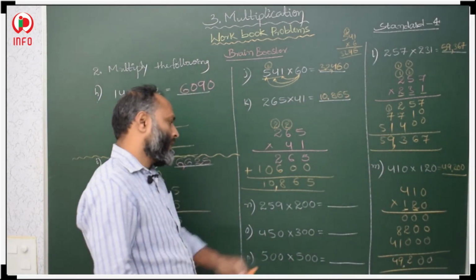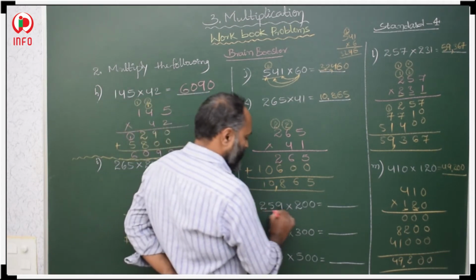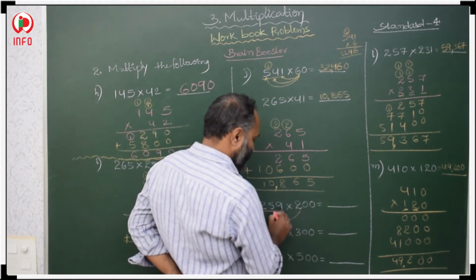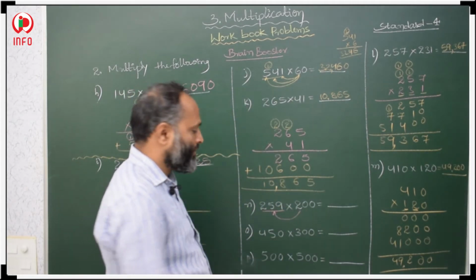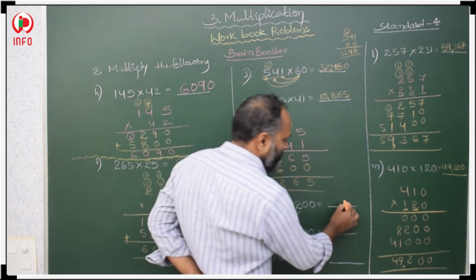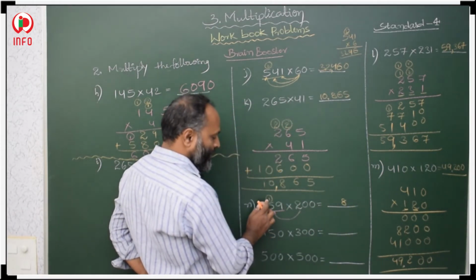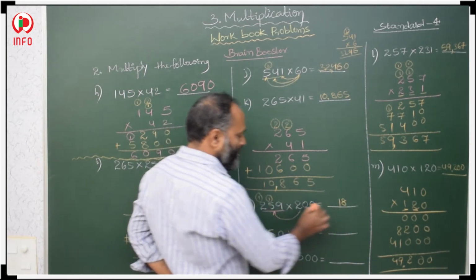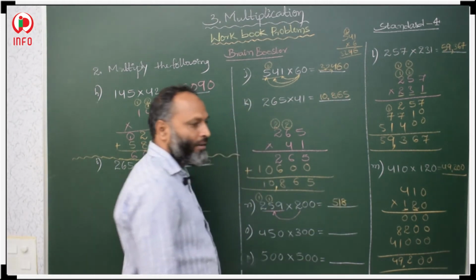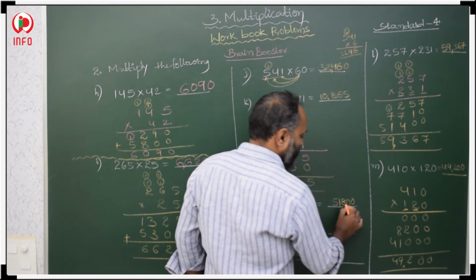Then after that, 259 with 200, it is very easy. We have to multiply 259 with 2 first. 2 nines are 18, and 1 here. 2 fives are 10, 10 plus 1 is 11, 1 here. 2 twos are 4, 4 plus 1 is 5, 518. Here we have 2 zeros, that 2 zeros you have to keep here.